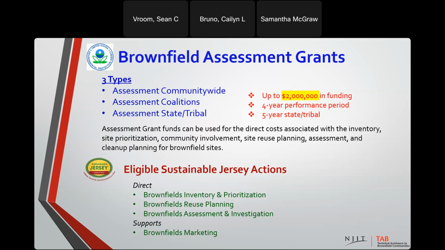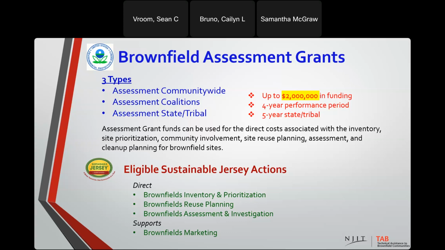For these grants, you'll see that the last one I have listed there is the assessment grant for states and tribes. This is for states and tribes, and it's a much larger grant. That's why, if you look at the availability and funding, it's up to $2 million for this grant. That's because of the assessment grant for state and tribal. It's a 4-year performance period for assessment community-wide and assessment coalitions. It's a 5-year for the state and tribal.